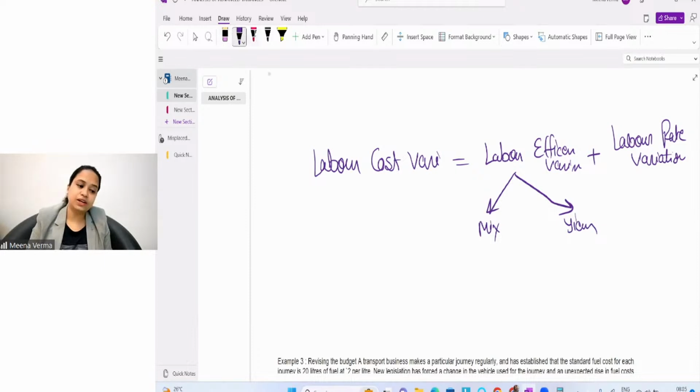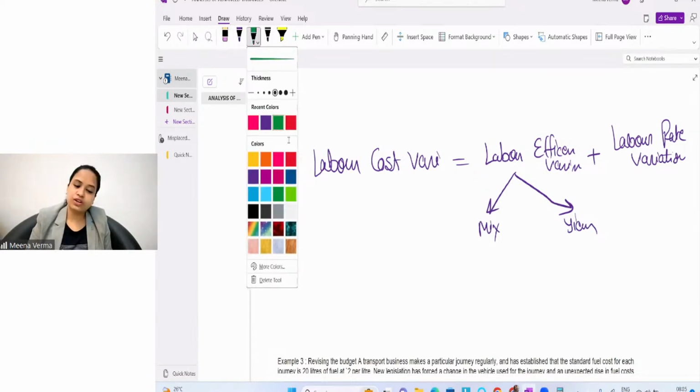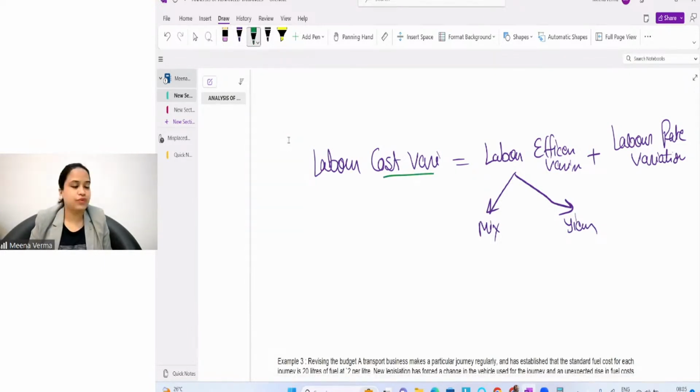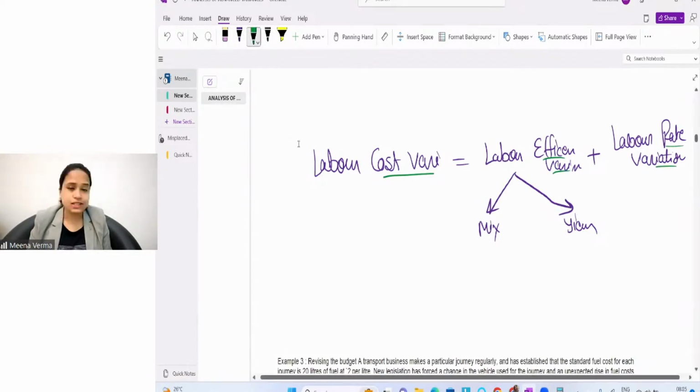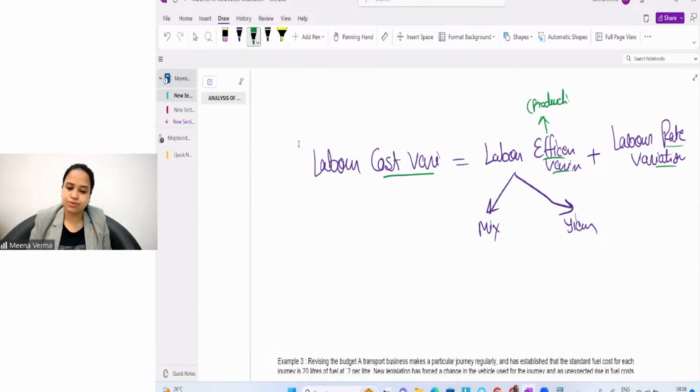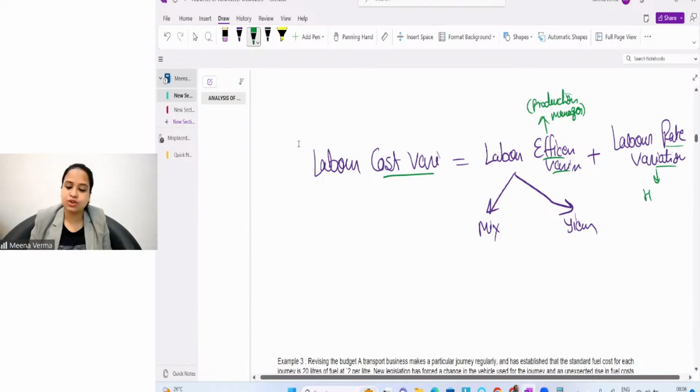Now, again, what is happening? We will not just study the cost variation. We will not just study the efficiency variation. We will not just study the rate variation. See, who is responsible? We were saying the production manager was responsible for efficiency. And for labor rate variation, who was responsible? You were saying the HR team is responsible, right?